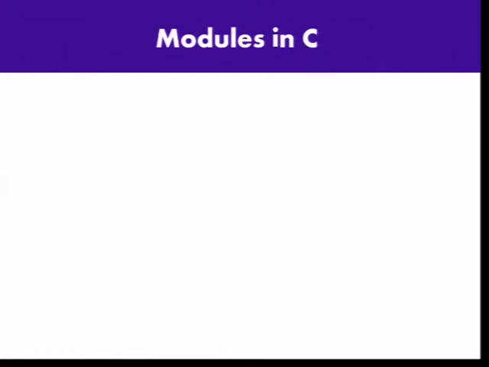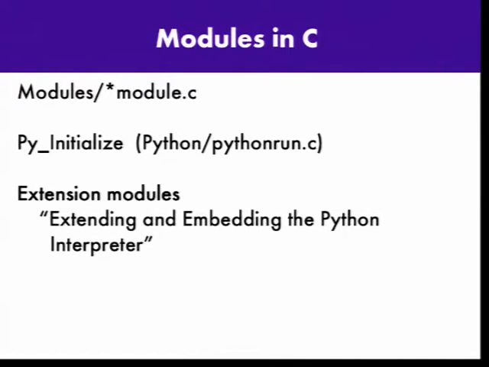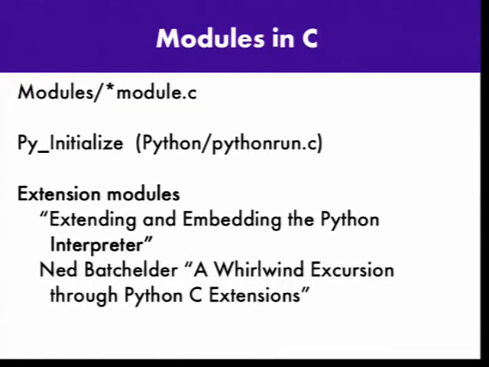Well, let's talk for a minute about modules in C. I'm not going to talk about it very much. The ones that are built into the Python interpreter are generally in the modules directory. They're all initialized by this PyInitialize function that's called from pymain. I'm not actually going to spend a lot of time talking about the extension module API because it's something that's been discussed to death by other people. There's very good documentation built into the Python documentation called Extending and Embedding the Python Interpreter. It talks all about writing extension modules and runtime C types. And there's also a very good talk from a PyCon a couple of years ago, Ned Batchelder's A Whirlwind Excursion Through Python C Extensions. So I will direct you to those, and not another word will be said.